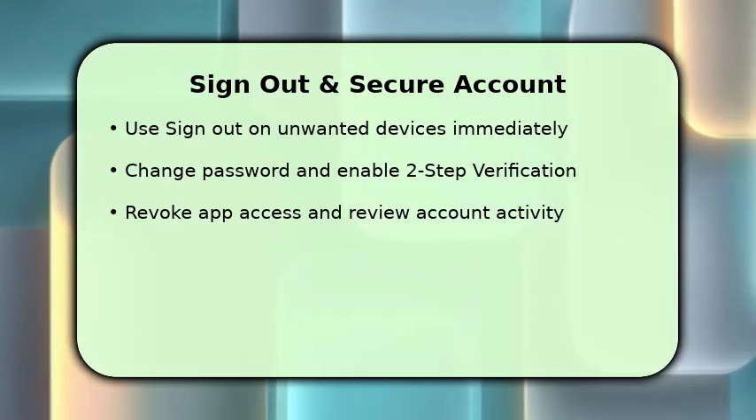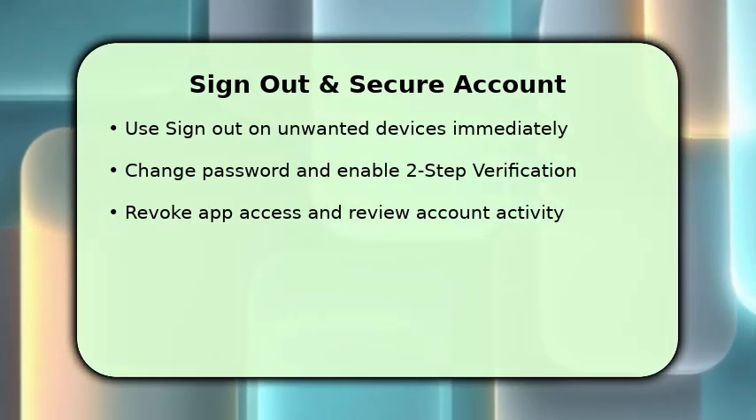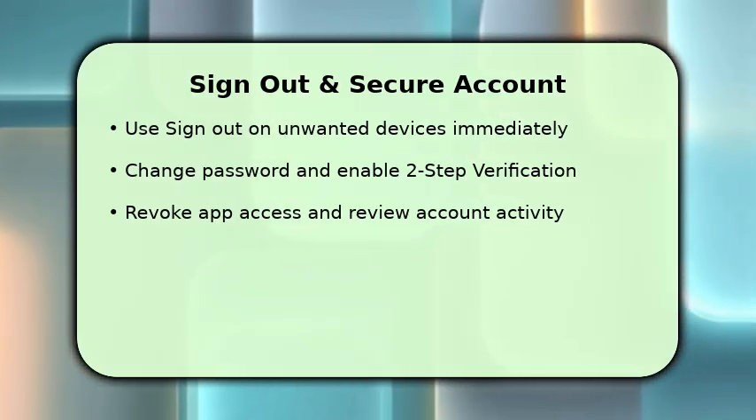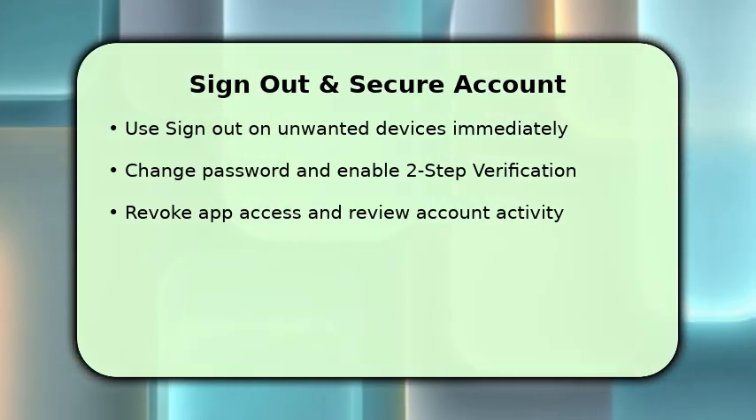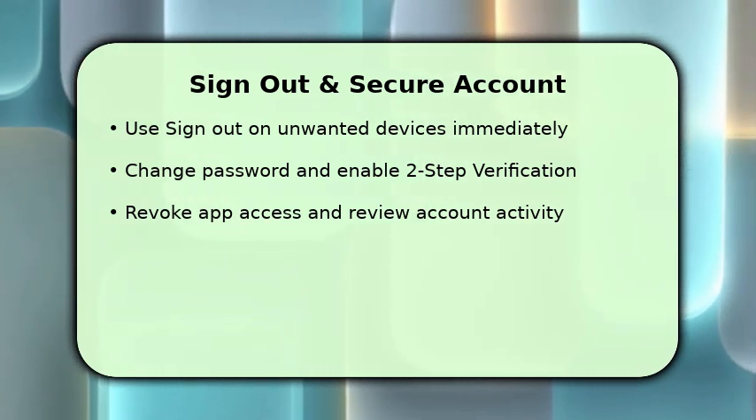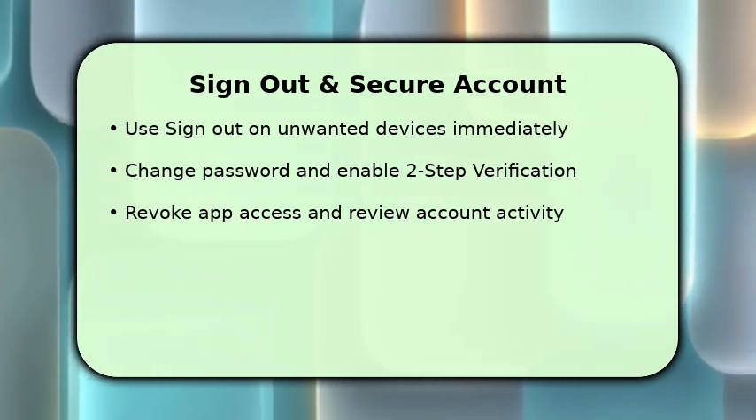Finish by signing out each unwanted device. Tap Sign Out and confirm. Then strengthen security. Change your password and enable two-step verification to prevent re-entry. Revoke access for unknown apps under third-party access and scan recent security events for suspicious logins.